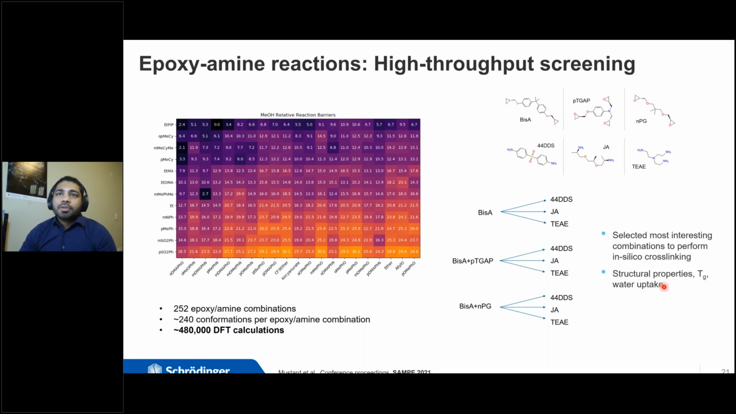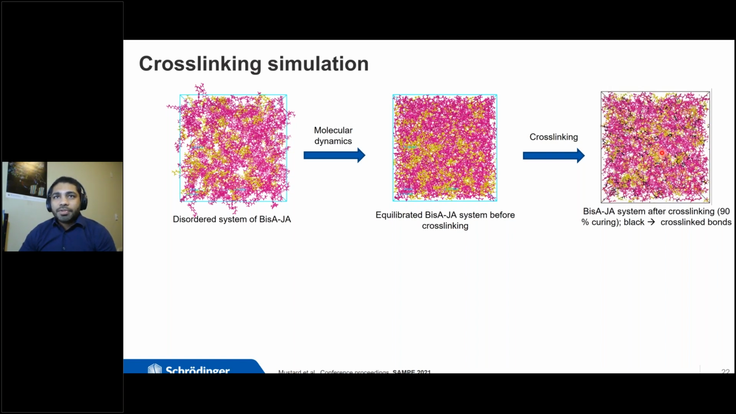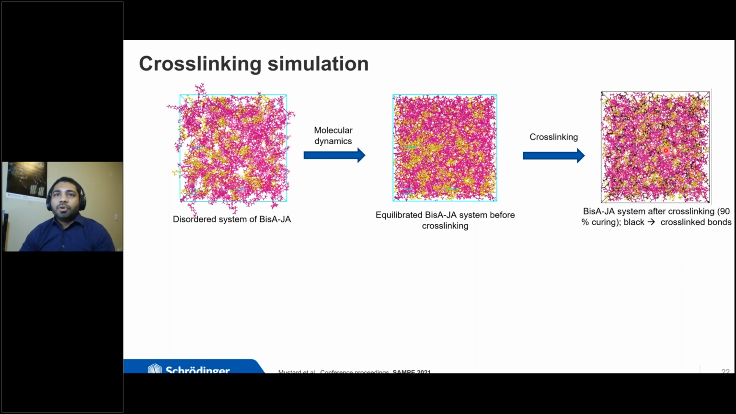Before I go into the properties, let me show you how we are doing these cross-linking simulations. We first start out with an amorphous cell of the epoxides and amine groups in the simulation cell, and then we do a molecular dynamics simulation to equilibrate the system. And then subsequently, we start with the cross-linking process, where iteratively it does the bond making and then MD simulations in a back and forth process. And here I'm showing a small trajectory that shows the formation of cross-linking bonds during our simulation. The black color bonds that you're seeing here are the cross-link bonds.